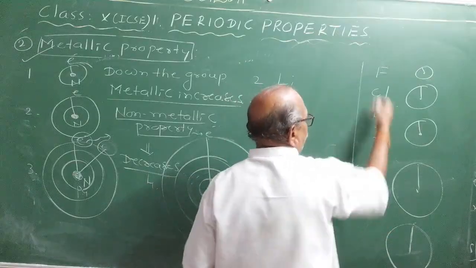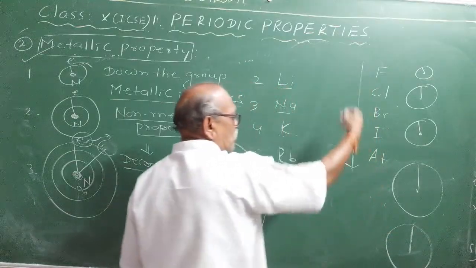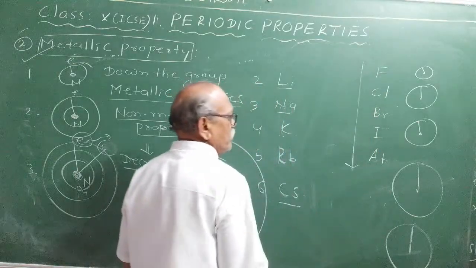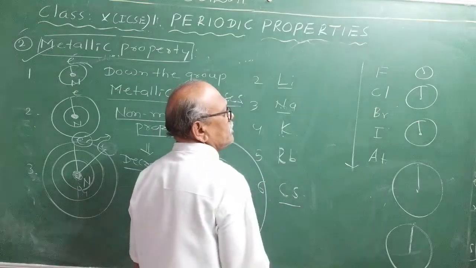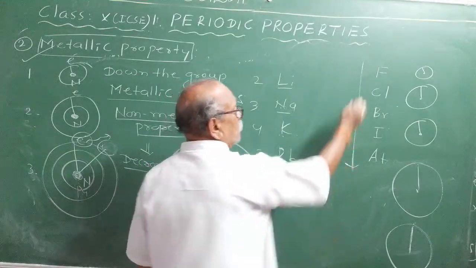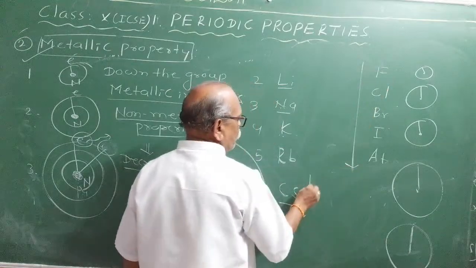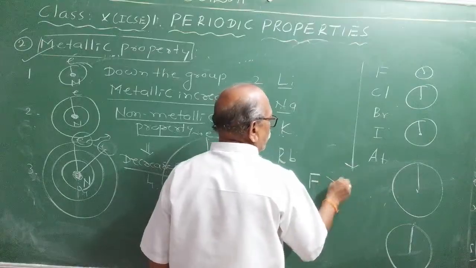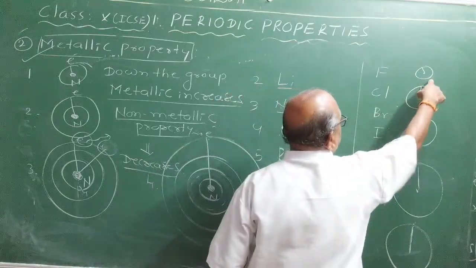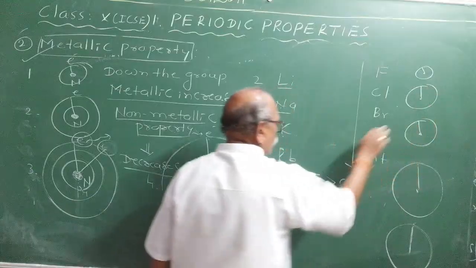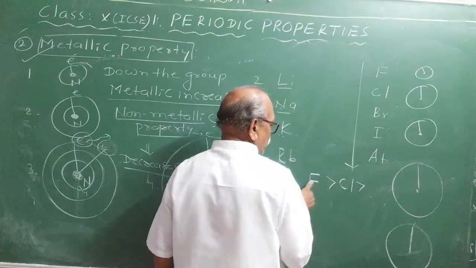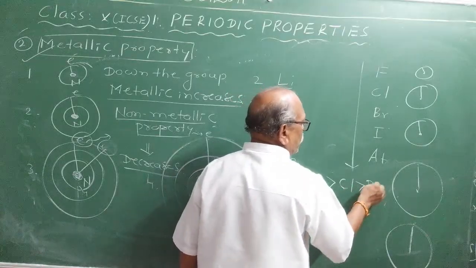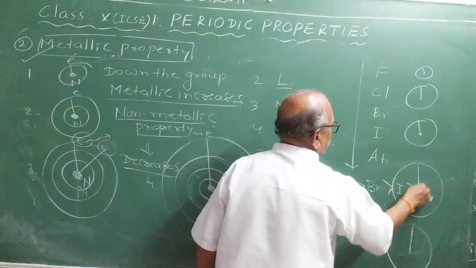Right? So if I want to write the correct decreasing order of the non-metallic property, which has the highest non-metallic property, down the group: fluorine is more than what? Chlorine. Why? Atomic size is more, therefore its ability to hold the electron will be less. Then bromine. Fluorine has highest non-metallic property. Chlorine next. Next comes bromine. Next comes iodine. Next comes astatine.